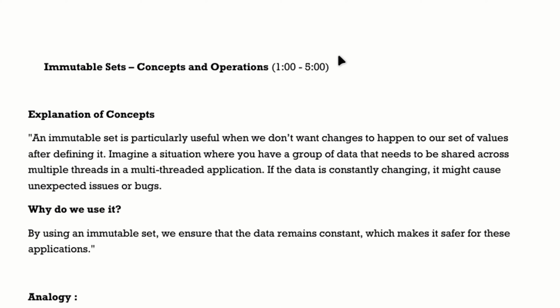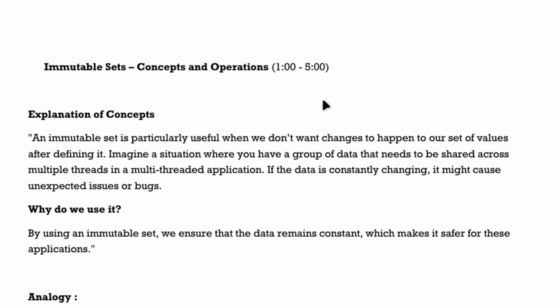Now, you might wonder, why focus on immutability? Well, immutability is super important when we want data structures that cannot be changed after they're created. This is useful in multi-threaded environments and helps prevent accidental changes in our data, which can be a lifesaver. So let's get started by exploring what immutable sets are, their key operations, and how they are different from regular sets.